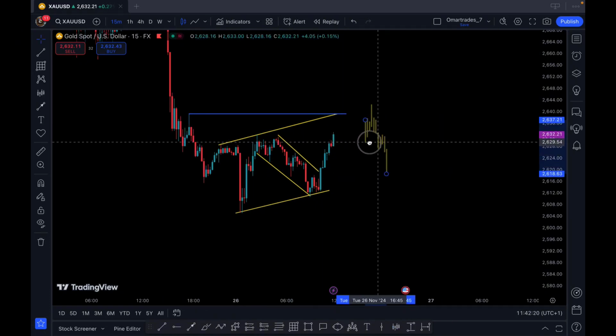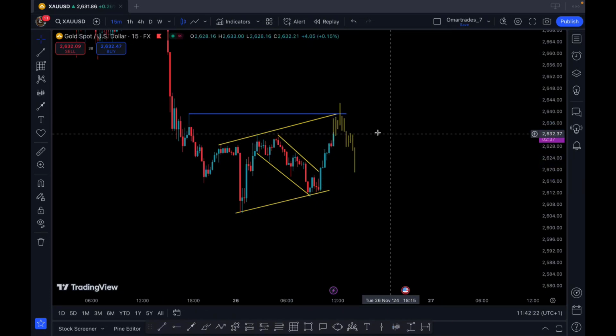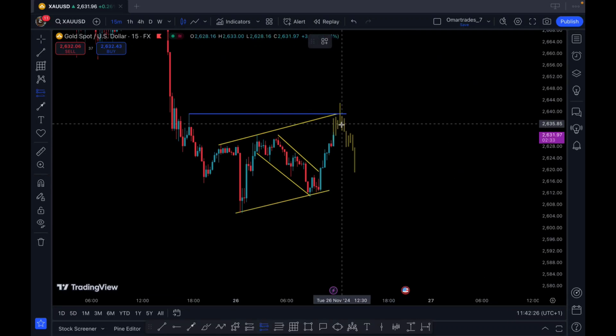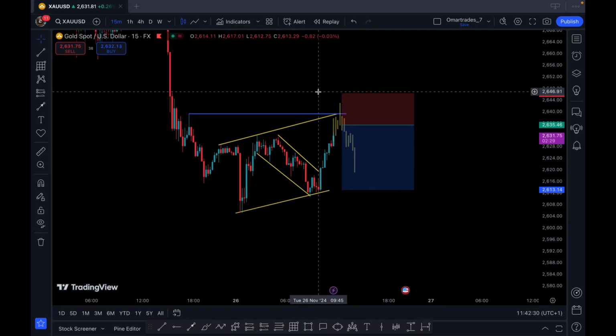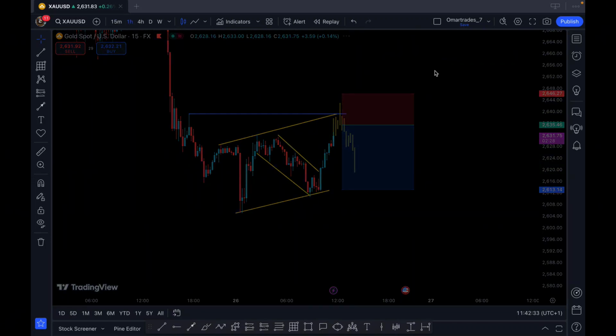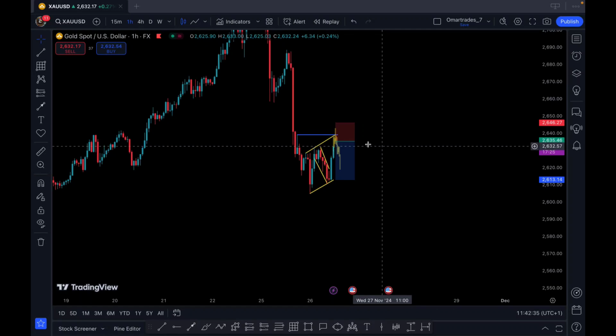Let's say we have something like this. Now we take that out and then we push back inside. So all we need to do is to set our order around here, have our SL placed just at the top of the structure right there, and then we can manage the trade accordingly.